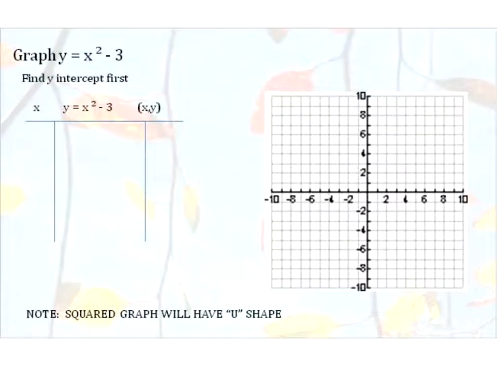Graph y equals x squared minus 3. The first thing we're going to do, once again, is find the y-intercept. So we make x equal to 0. So we get y equal to 0 squared minus 3, and that is a -3. So our y-intercept here is at -3.